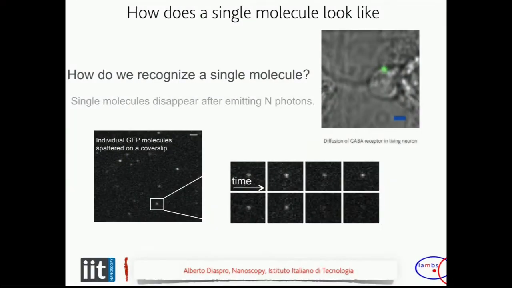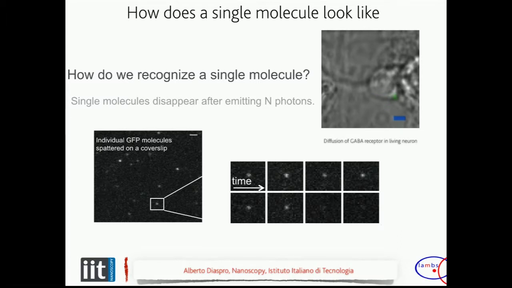Now there is one point. How do we recognize single molecules? Because these molecules are small. A green fluorescent protein has 27 kilodaltons. This means that it more or less occupies 5 nanometers in space, depending on how it is on the surface or in the sample. And if you have single molecules on a cover slip and you follow a single molecule in time, you can learn a lot in terms of photobleaching behavior and some other properties of the molecule.